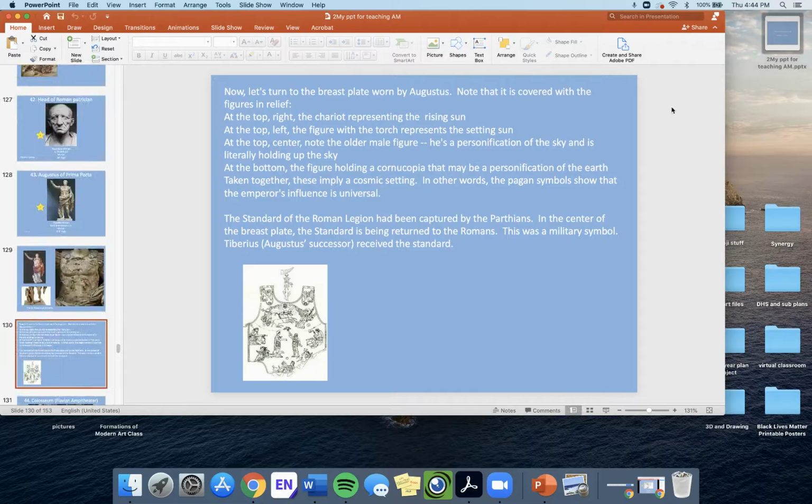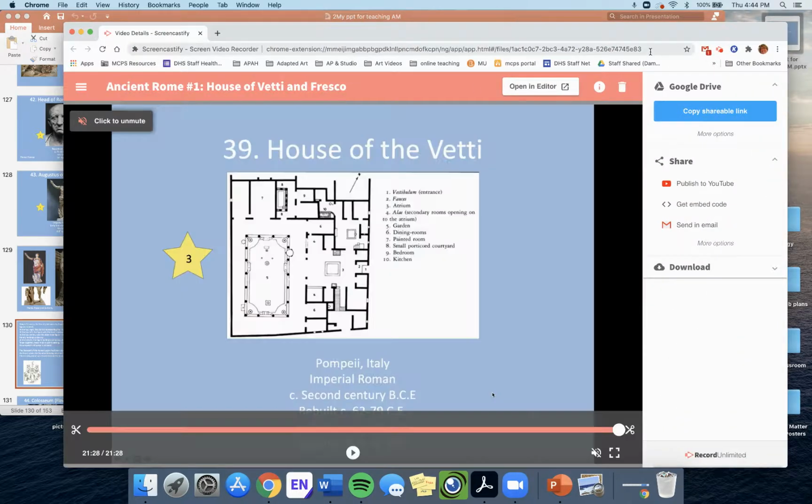And we'll pick up next time with probably the most famous building in all of Rome, the Colosseum.